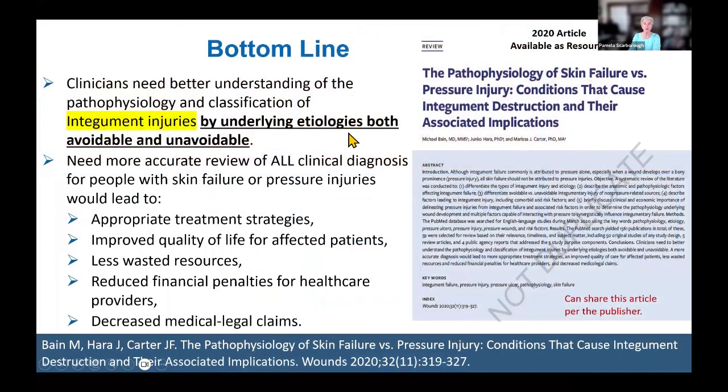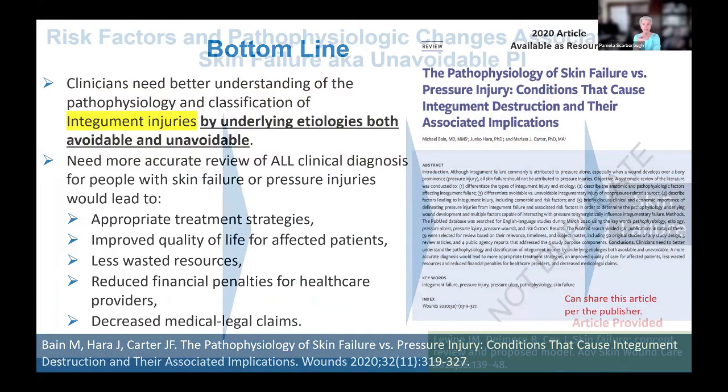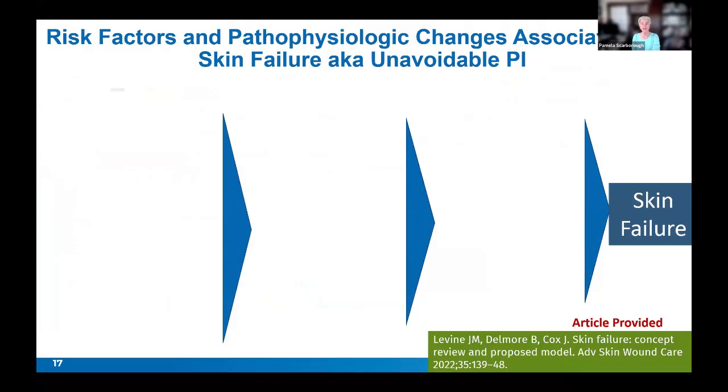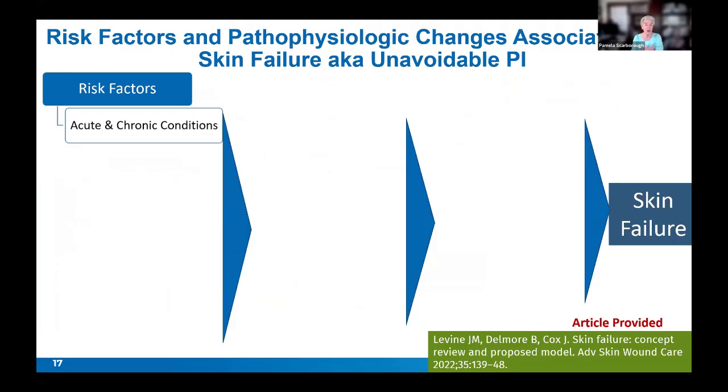So our bottom line, our clinicians need a better understanding of the pathophysiology and the classification of integument injuries by looking at avoidable and unavoidable things that may be going on. And this paper is one of the papers that you have. So when we look at the risk factors and the pathophysiologic changes, this is from Dr. Levine's article. And I really admire him and appreciate him giving us more information and places to go and research based on some of the things he's taught us.